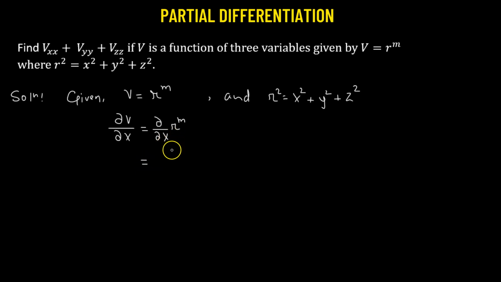Here we can use the power rule to obtain m times r raised to the power of m minus 1 times partial of r with respect to x. Here we have to use the chain rule because r is a function of x. That means now we have to find the value of partial of r with respect to x.